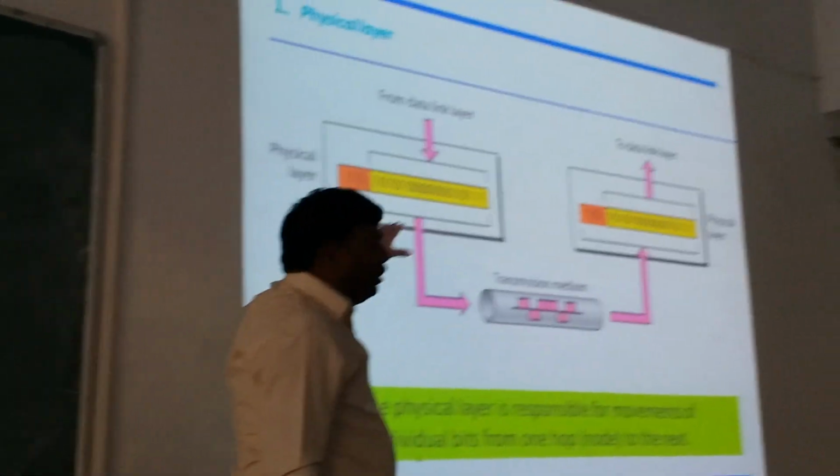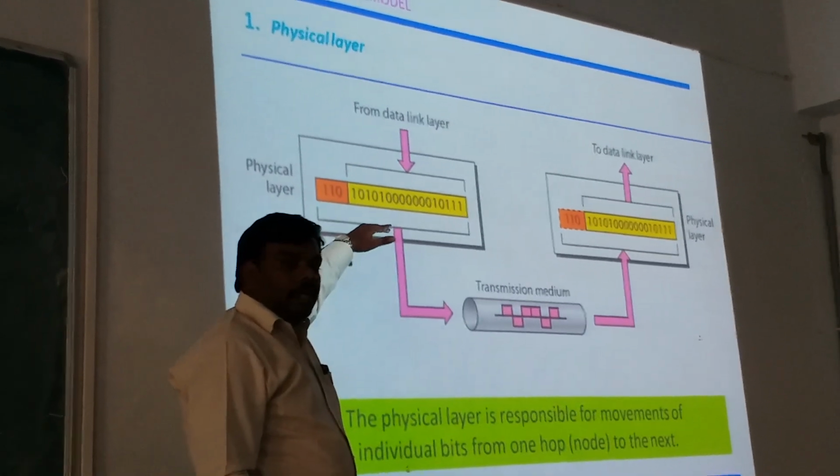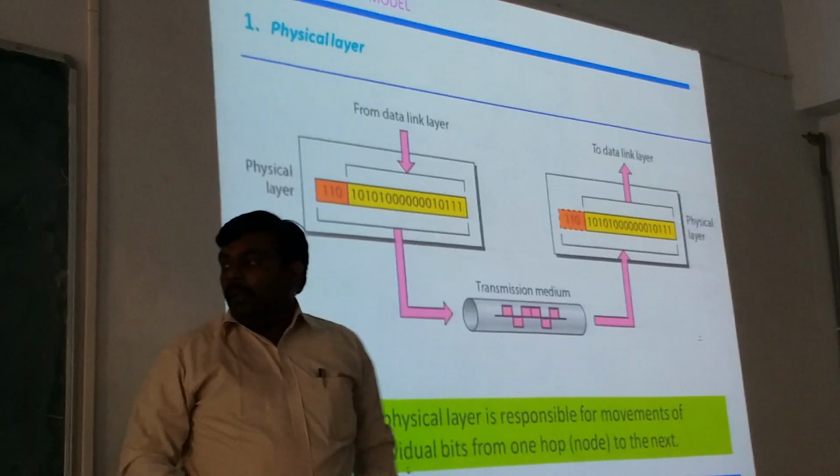So first, coming to the physical layer. The data comes from the data link layer. The data coming to the physical layer is in bit format.